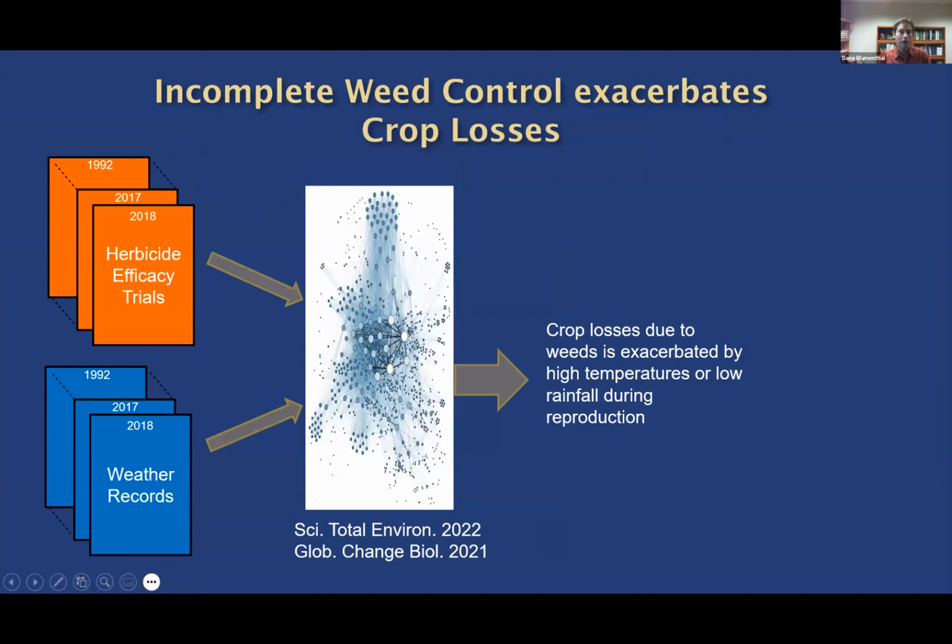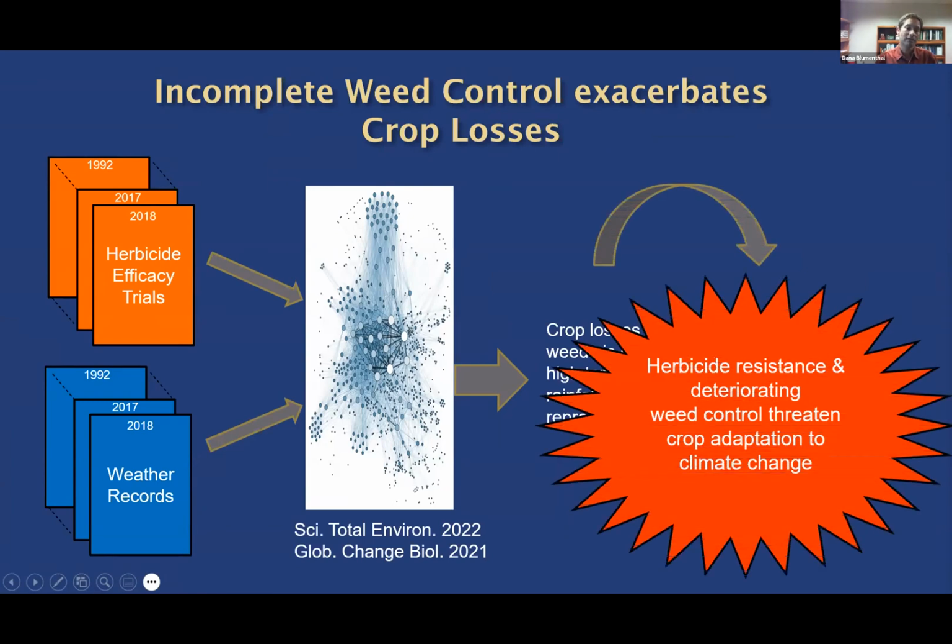They looked at the same thing with regard to not the efficacy of control, but the losses to the crop. They took herbicide efficacy trials, weather records, put it together with random forest models. And what they found was that crop losses are exacerbated under, again, high temperatures and low rainfall, particularly when those occurred during reproduction. So Marty's conclusion from this is when you take that sort of weed control failure with extreme temperature and precip, and you add it to the herbicide resistance issues that we have currently, we may have some real challenges with respect to weed management in the future.